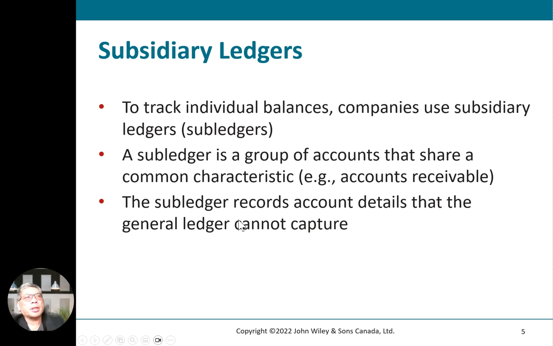Subsidiary ledgers. What are these? To track individual balances, companies use subsidiary ledgers. A subledger is a group of accounts that share a common characteristic. A subledger records account details that the general ledger cannot provide.